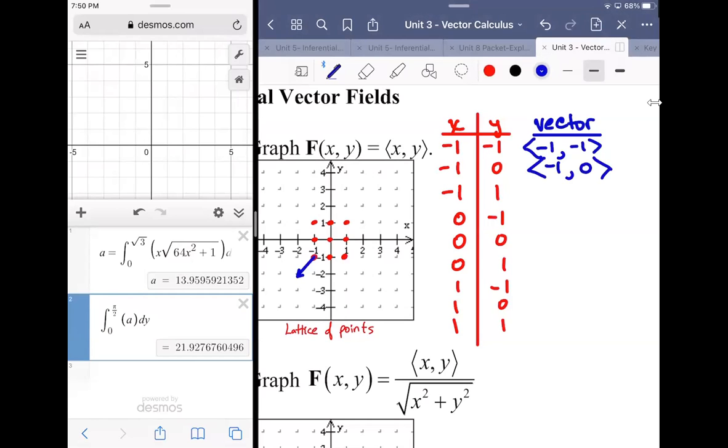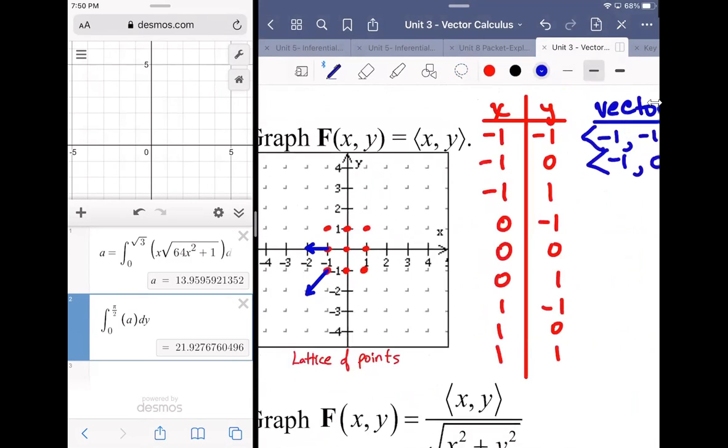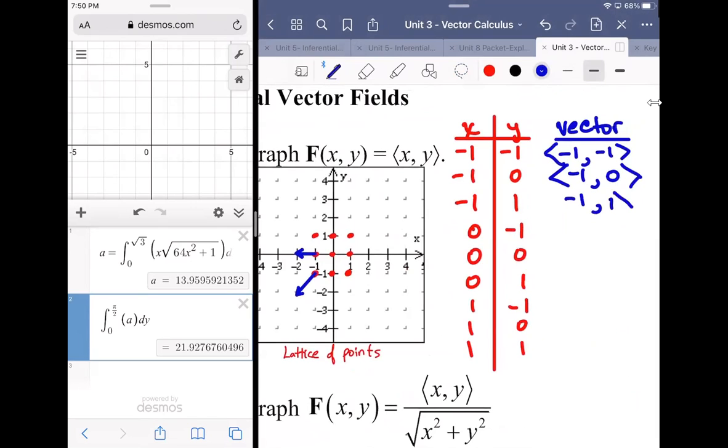So at -1, 0, I'm plotting -1, 0. So here's -1, 0 in terms of the vector. I'm going to plot it at -1, 0. Then -1, 1. So -1, 1, translated so that the endpoint is at -1, 1. And then, you continue the process.